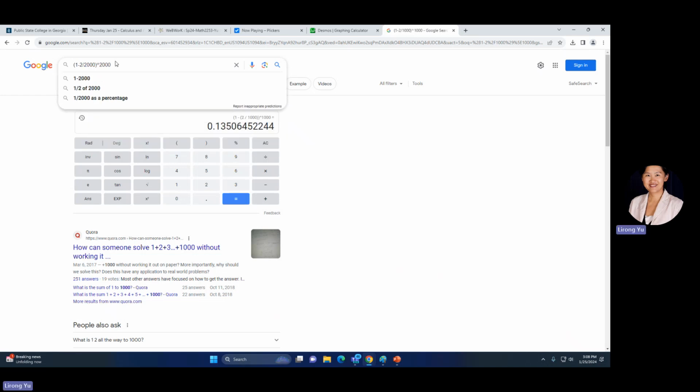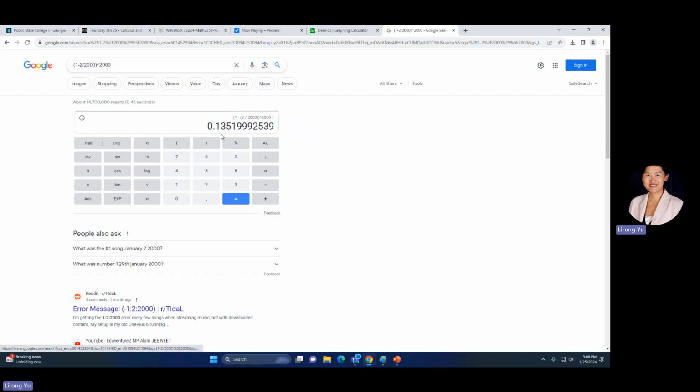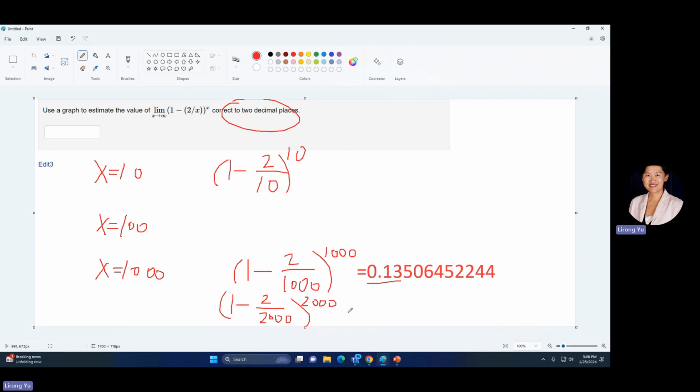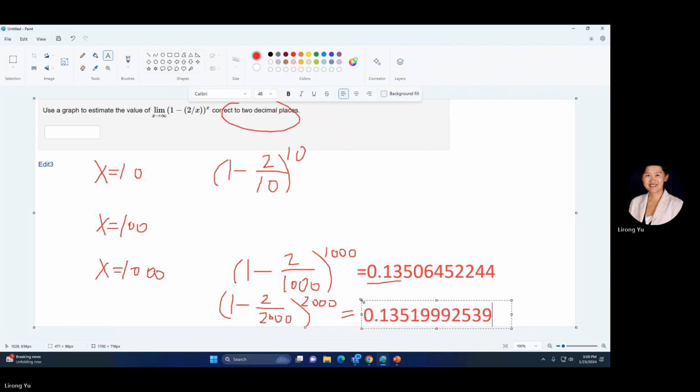You can use your calculator. So I get this number. So it looks like it is accurate already to 2 decimal places. We try the 2,000 for the x value. You can see they're very, very close already. Right now, it's accurate up to 3 decimal places.